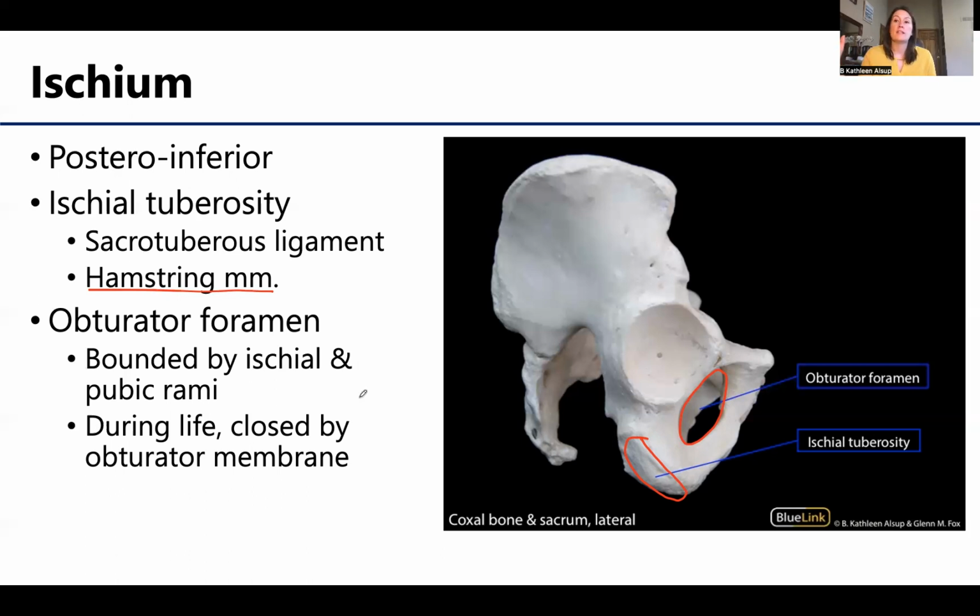Now, during life, this is almost completely closed by an obturator membrane. So it's closed by connective tissue, and you actually have muscles attaching on either side of that obturator membrane. So when you're looking at just the pelvic girdle with the connective tissue, you actually don't really see this obturator foramen. But when you're looking at dry bone, it's obviously quite a distinct feature.